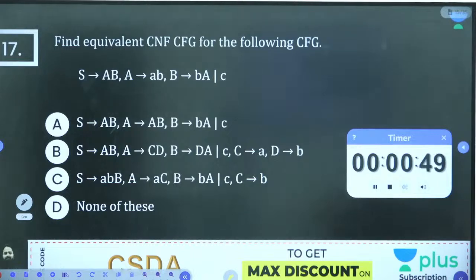So either the second option or none of these. So find out, is the second option correct or wrong? So you have to prove it.